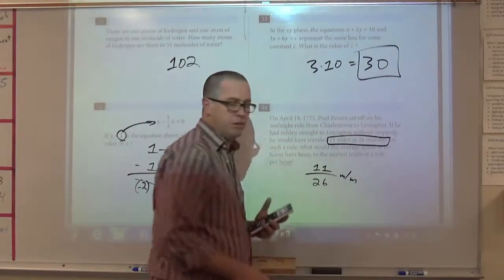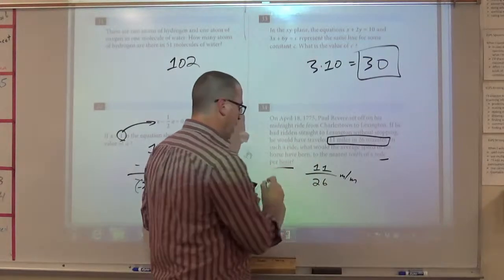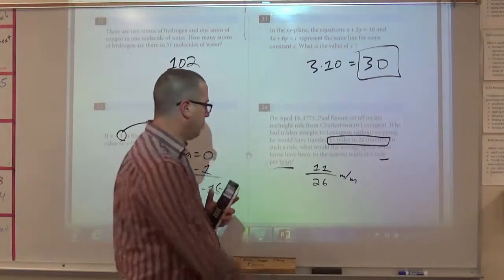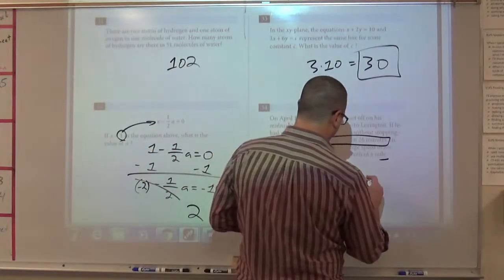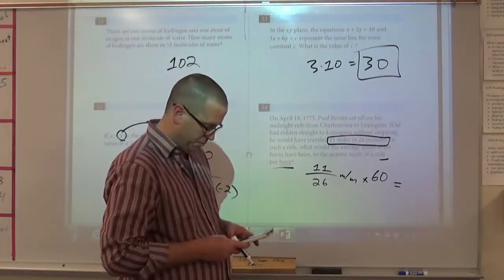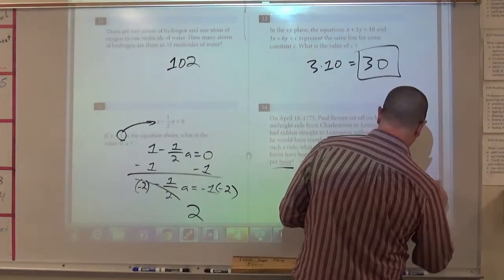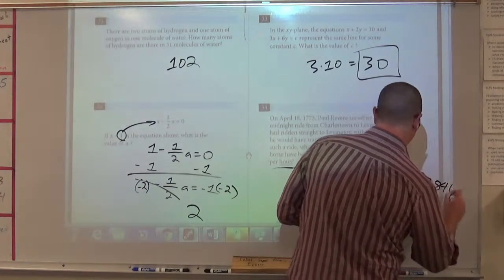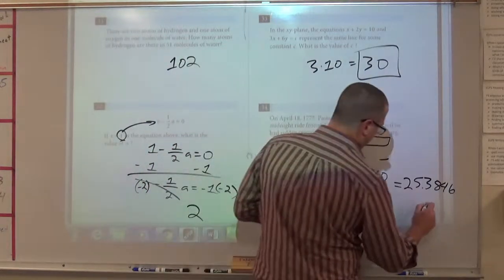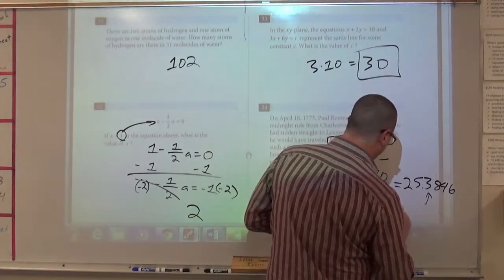Now, the thing is, we don't actually want miles per minute because they're asking about miles per hour. There's 60 minutes in an hour. So after I divide this, I need to multiply it by 60. So that's going to give me 25.3846. And they said nearest tenth, so I'm going to have to round. So my answer is going to be 25.4.